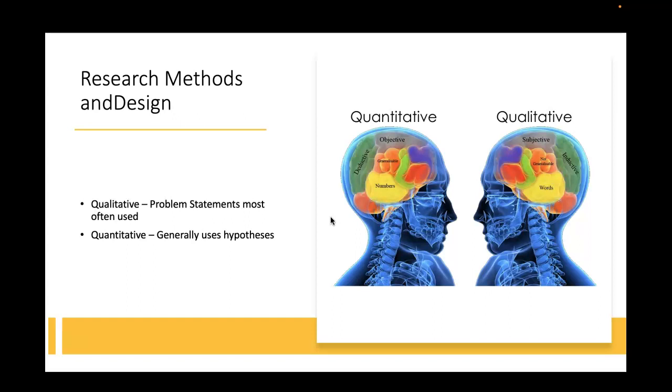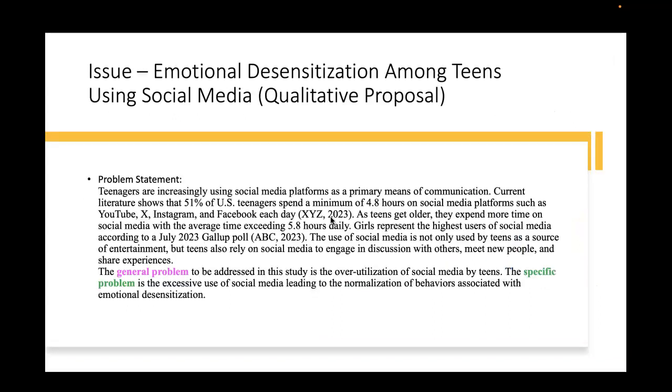But remember the qualities of quantitative and the characteristics of qualitative. Quantitative is objective. It deals with numbers, where qualitative is more subjective, and it actually deals with the lived experiences of individuals. So remember, if you're going to be introducing a qualitative proposal, you want to use problem statements. And if you're going to be introducing a quantitative proposal, you want to go with a hypothesis. And this is an example.